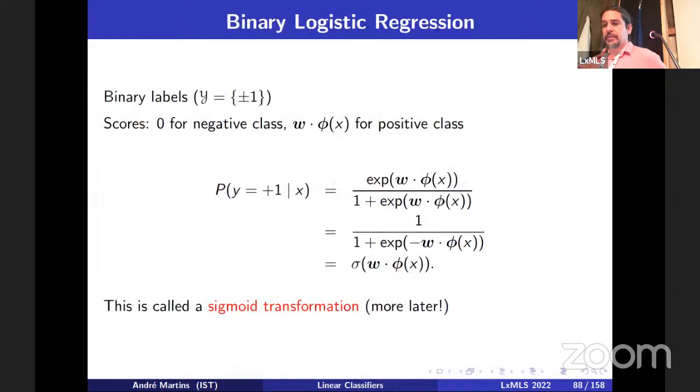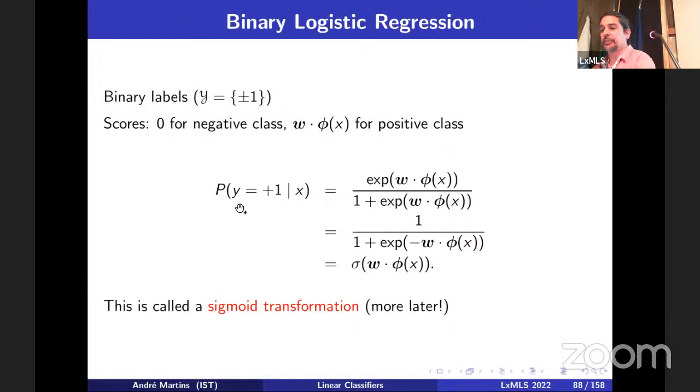Okay, so there is also binary logistic regression, which can be seen as a particular case of multi-class logistic regression. But sometimes you see it in a different form. In this case, we have binary labels. We can assume they are +1 and -1. And we assume that the scores for the negative class are always 0. And the model only needs to parameterize the score for the positive class. If the score for the positive class is positive, then the positive class is more likely than the negative one. If the score for the positive class is negative, then the negative class is going to be more likely.